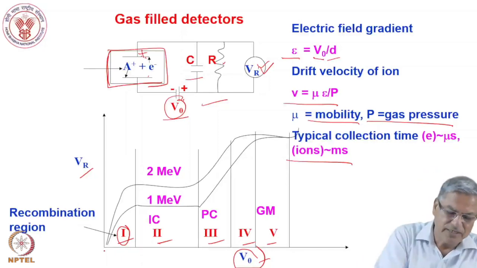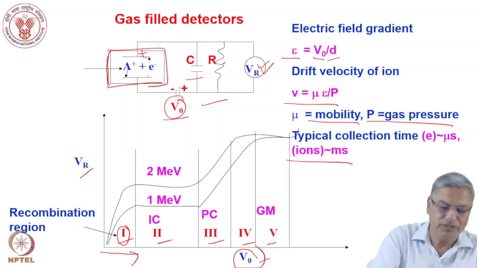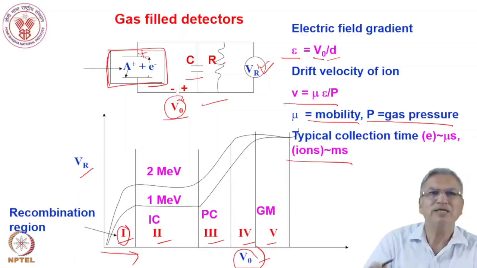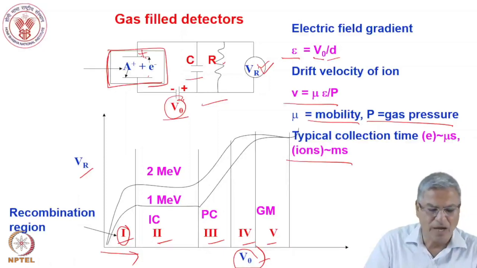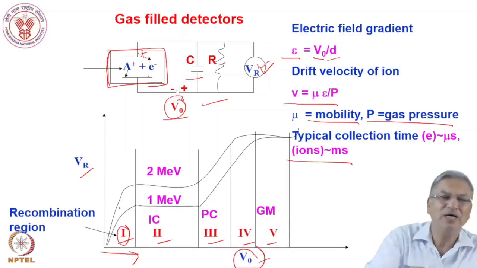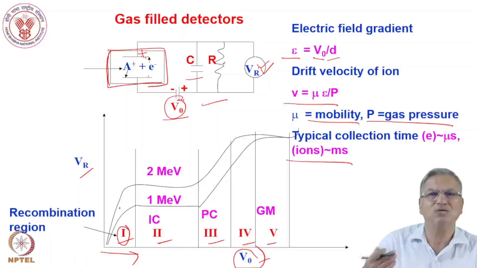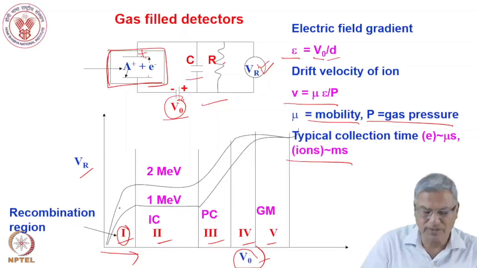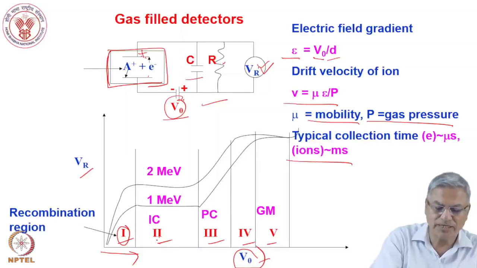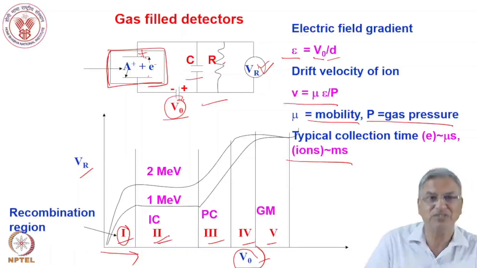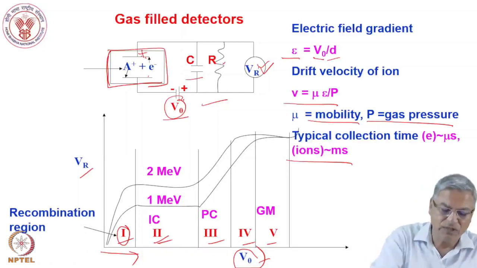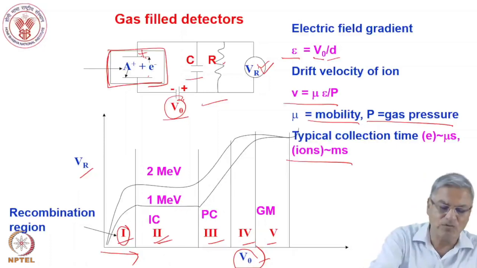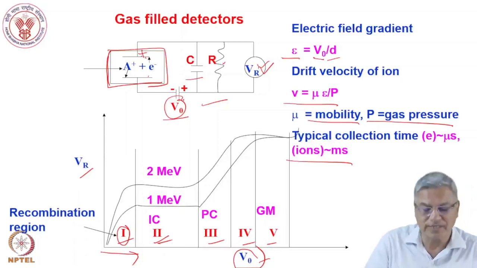And that is why, as you increase the applied voltage, more and more electrons and positive ions reach the electrodes. But even then, all the primary ion pairs, electrons and holes, are not collected. So this is called the recombination region, where the electrons and positive ions combine to form neutral atoms. So it is not useful for the detector. Then we come to the second region, the ionization chamber. IC is the ionization chamber. In fact, these two graphs are for two radiations of different energy. So the higher the energy of the radiation, the higher the pulse height that you get in the detector.